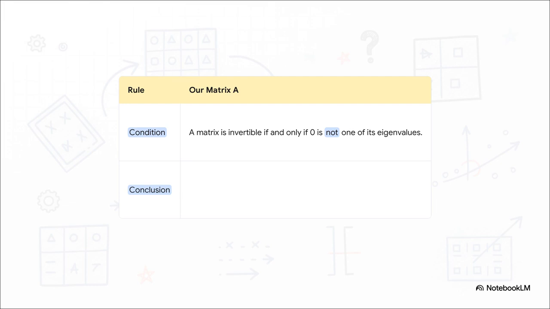Well, this is a perfect example of how powerful eigenvalues are. There's a hard and fast rule in linear algebra. A matrix is invertible if and only if 0 is not one of its eigenvalues. And what did we just find? We found that 0 is an eigenvalue of A. So, case closed. Matrix A is not invertible. Statement A is absolutely false.